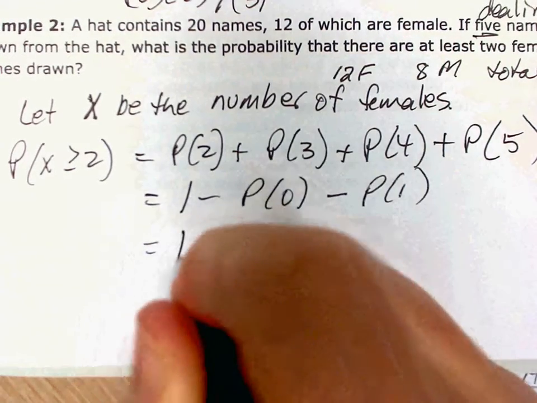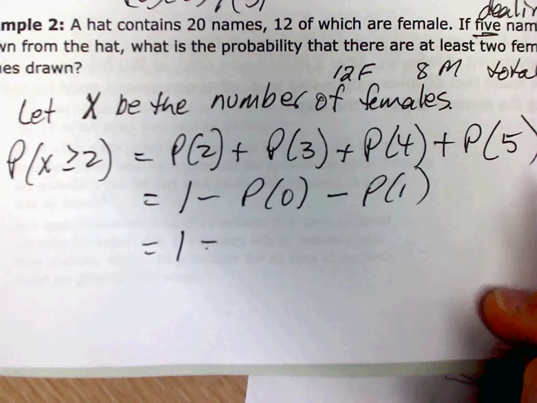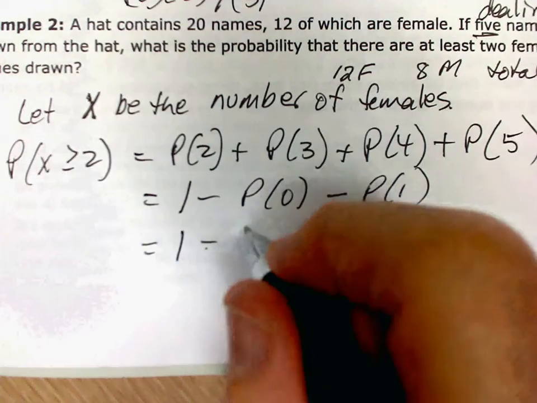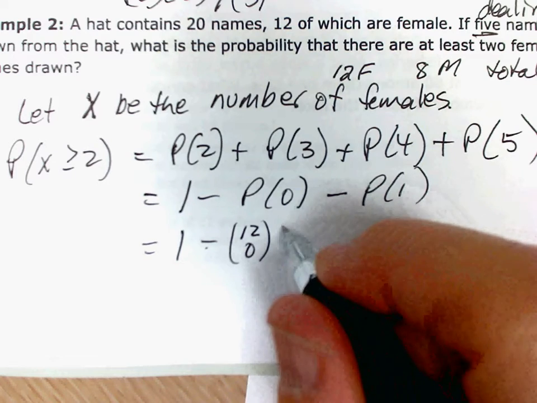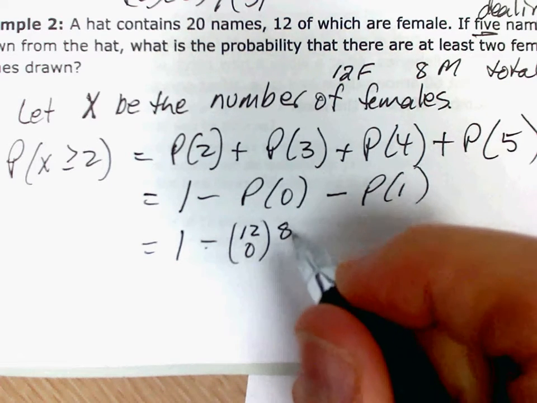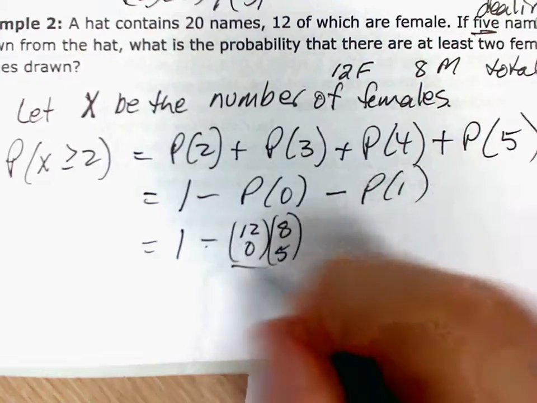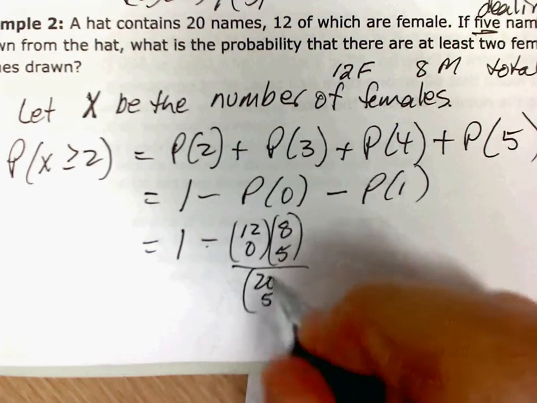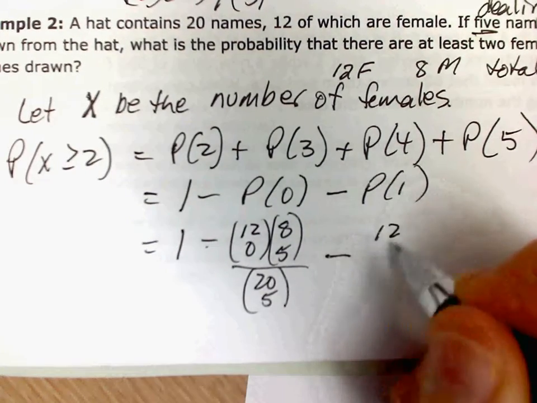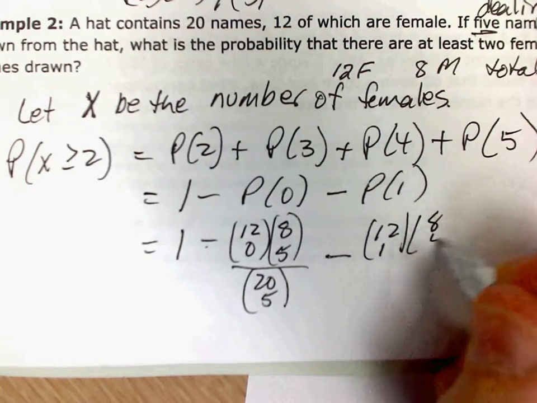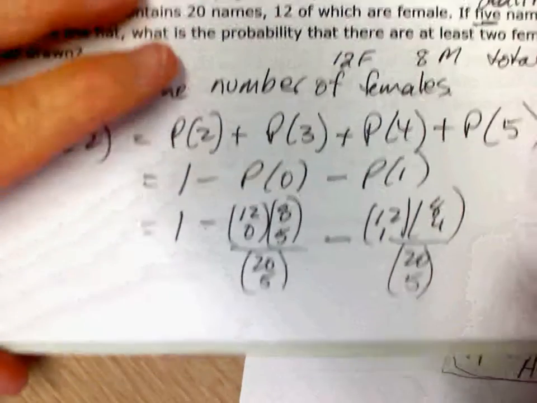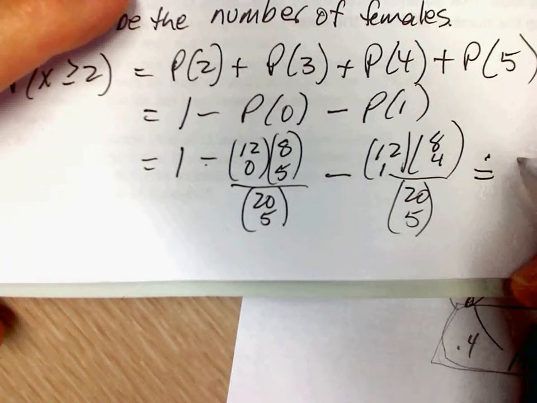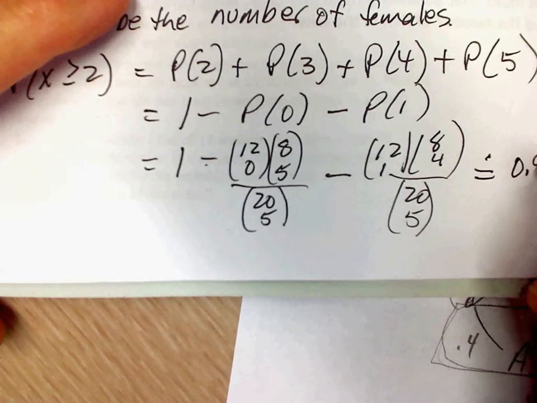Okay, so we're going to go 1 minus 12 choose 0 times 8 choose 5 over 20 choose 5, minus 12 choose 1, 8 choose 4 over 20 choose 5. And when you work that out, that will be approximately 0.9422. So very high probability.